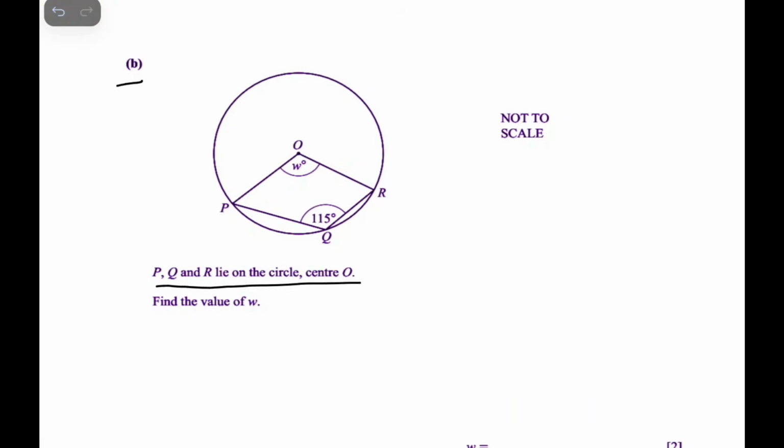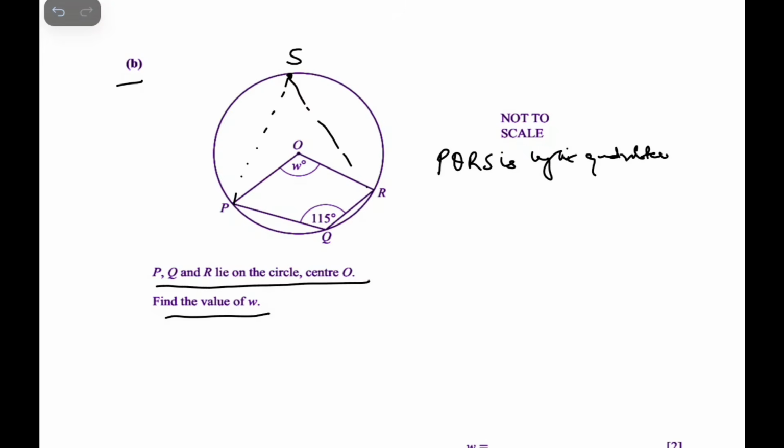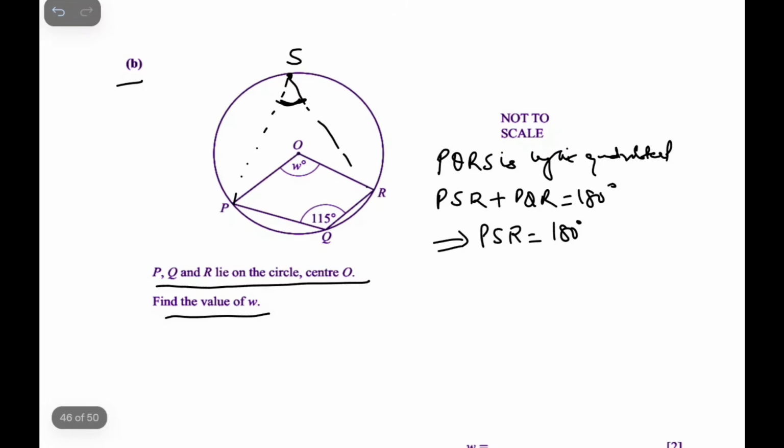B part, P, Q, R lie on the circle at center O. We have to find the value of W. Now if we join P and R over here and let us say this is S. Now PQRS is a cyclic quadrilateral. As we know that the opposite angles of a cyclic quadrilateral add up to 180 degree. So angle PSR plus angle PQR is equal to 180 degree. So that implies angle PSR will be equal to 180 degree minus 115 degree, that is 65 degree. So this angle is 65 degree.